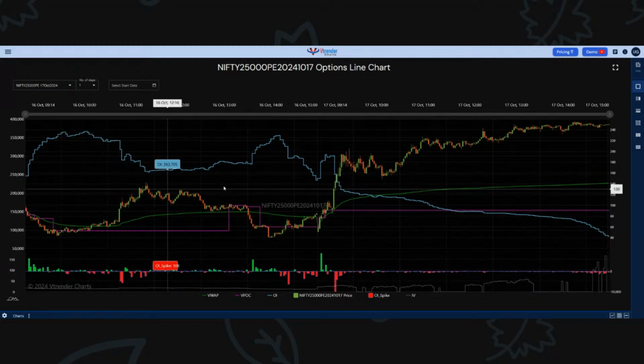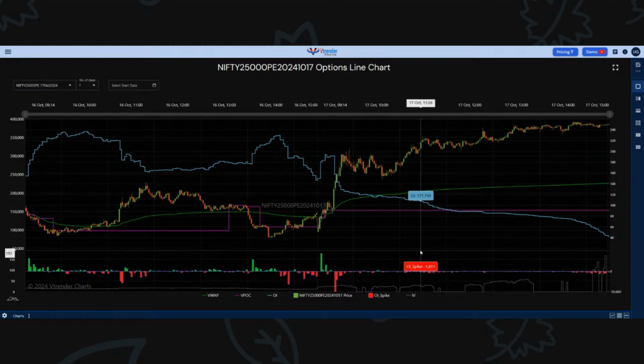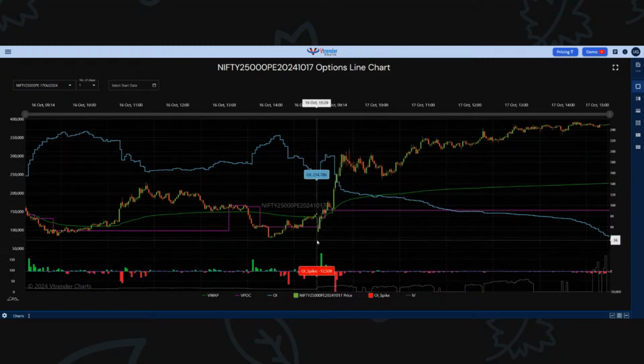So let's start with today's. What is it that we need to take into consideration when we start? So this was the opening bar of today. One thing we need to make note of is the previous day's VWAP and the POC.